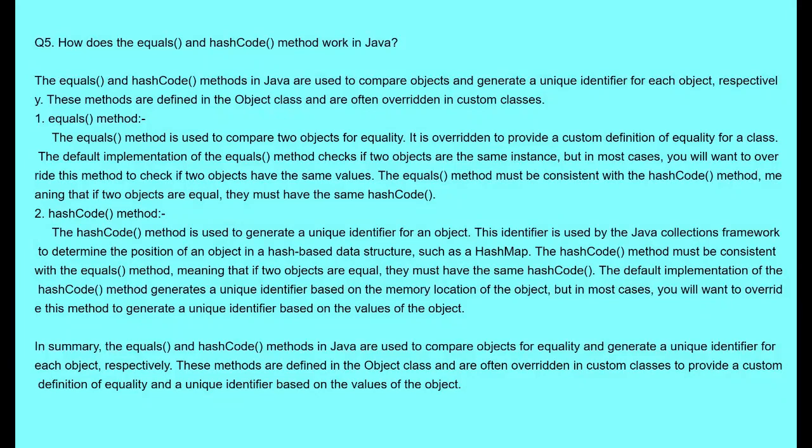In summary, the equals and hashCode methods in Java are used to compare objects for equality and generate a unique identifier for each object, respectively. These methods are defined in the Object class and are often overridden in custom classes to provide a custom definition of equality and a unique identifier based on the values of the object.